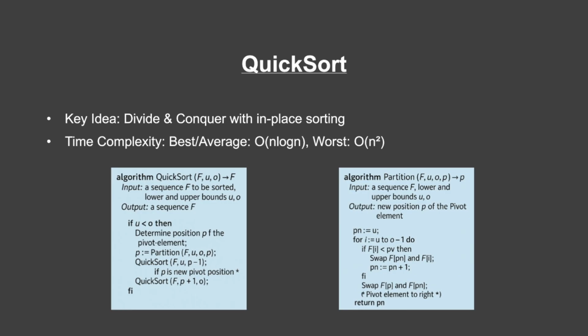QuickSort is very efficient in the average case, about 1.38 times n log n, which leads to a time complexity of big O of n log n, but it can degrade to n squared in the worst case if the pivot element is poorly chosen. For example, if we always choose the smallest or the largest element, in every iteration our list only shrinks by one element. It's also not stable, but it's in place, meaning it doesn't need extra memory.